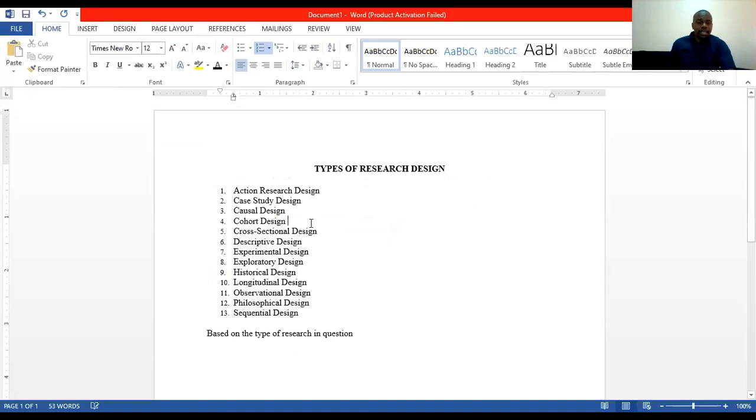So cohort is basically, if I'm going to be doing research on a specific group of people, then we call it a cohort. That research is a cohort research, and the research design is called a cohort design. That's basically the idea, okay.